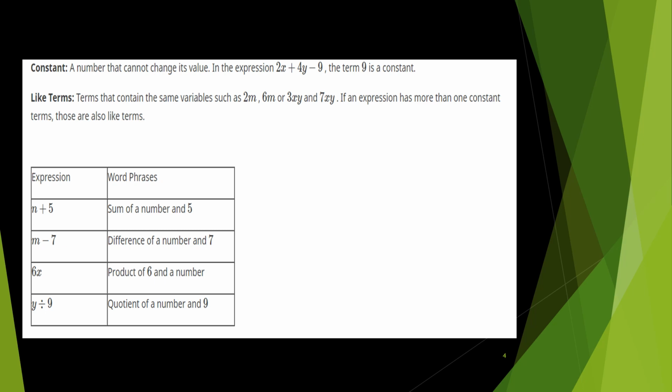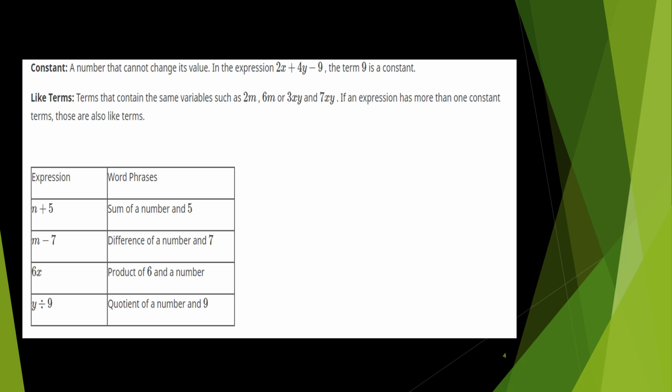Like terms: terms that contain the same variable, such as 2m, 6m, 3xy, 7xy. Now in all these examples, 2m and 6m are like terms. They have the same variable, that is m. 3xy and 7xy both have the same variables. If an expression has more than one constant term, those are also like terms. So it is not necessary that they have only a single variable. They may have more than one variable.